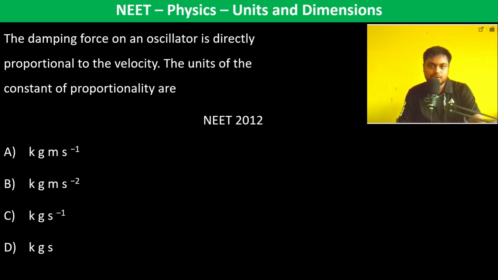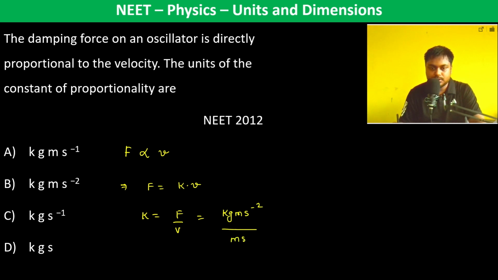The damping force on an oscillator is directly proportional to velocity. The units of the constant of the proportionality are? So we can write F is equal to K into V. So therefore K becomes F by V. So F is Newton, which is kg m s minus 2 divided by m s minus 1, gone. Then this becomes minus 2 and plus 1. So this is kg s minus 1. So therefore C option is the correct one.